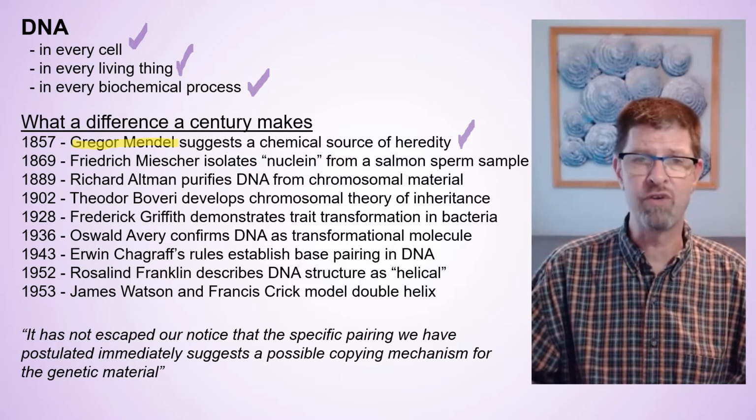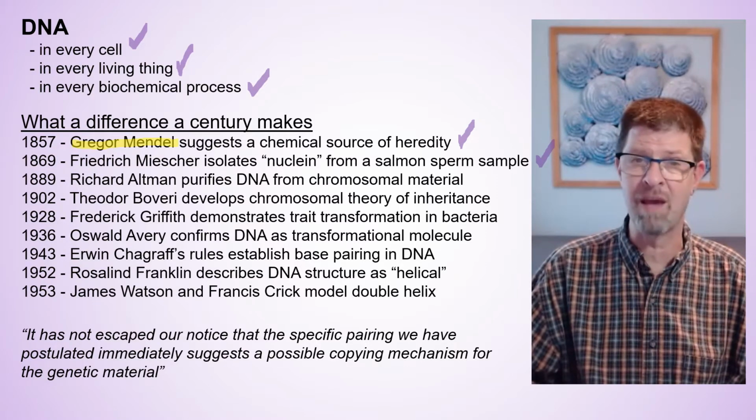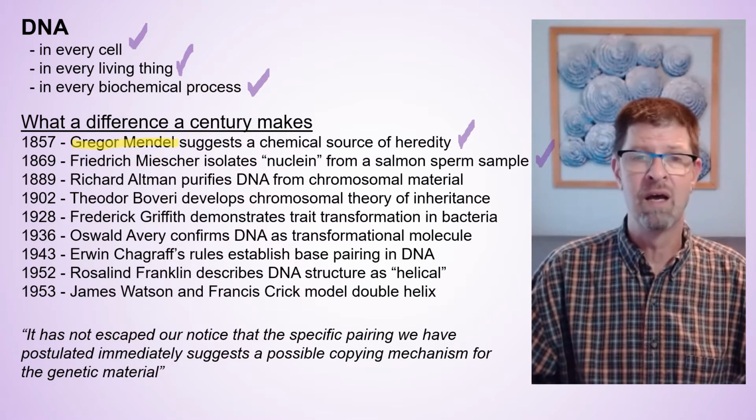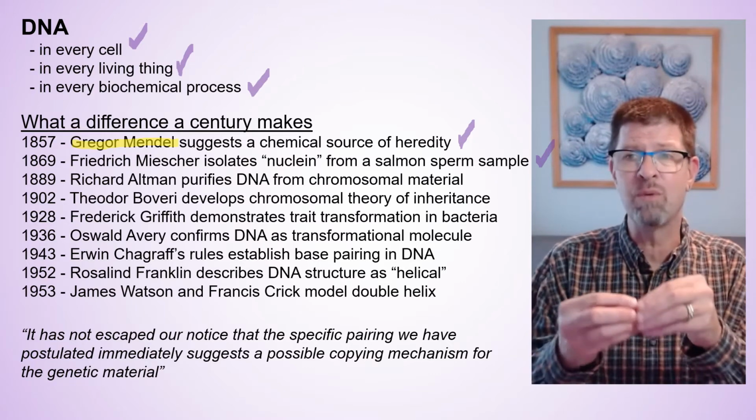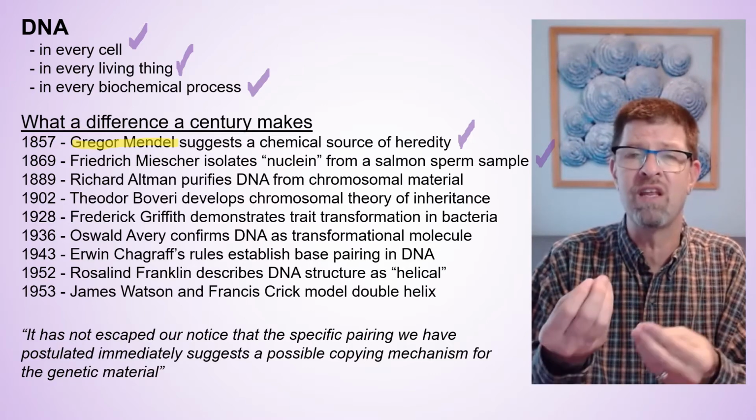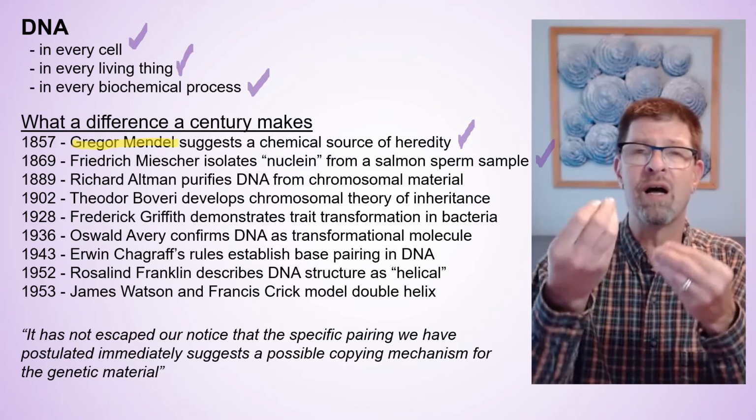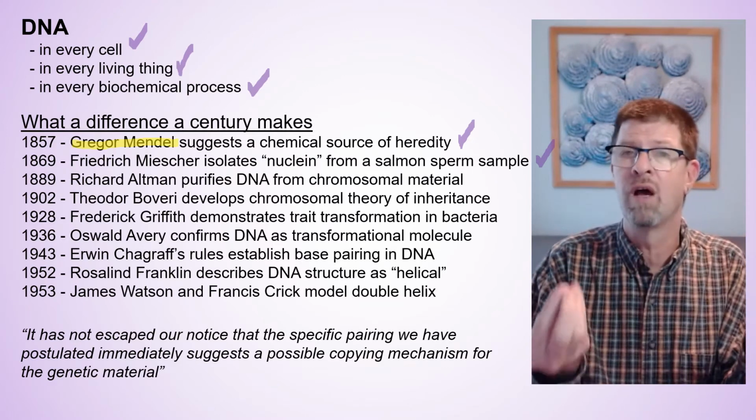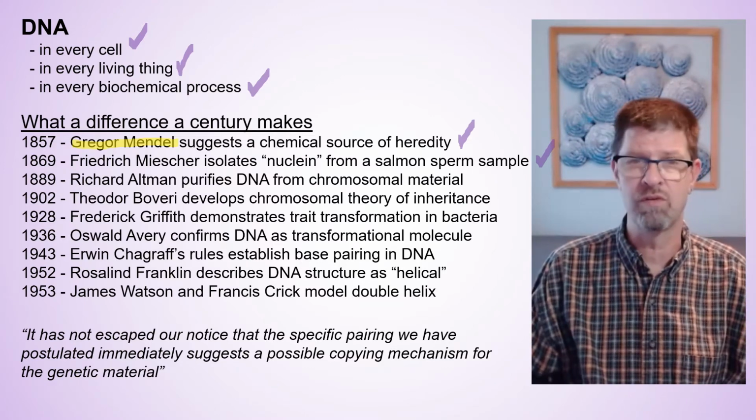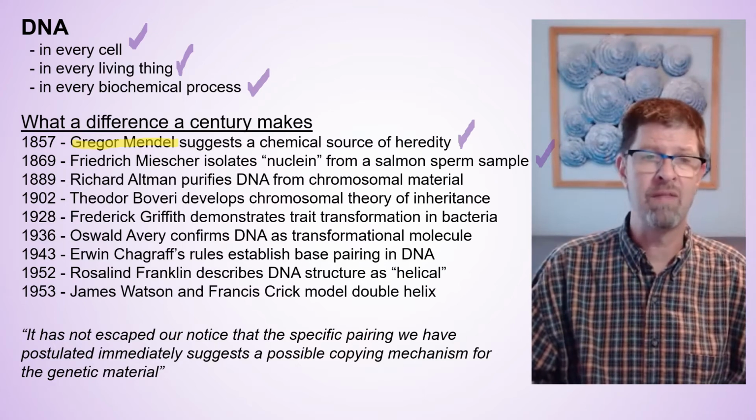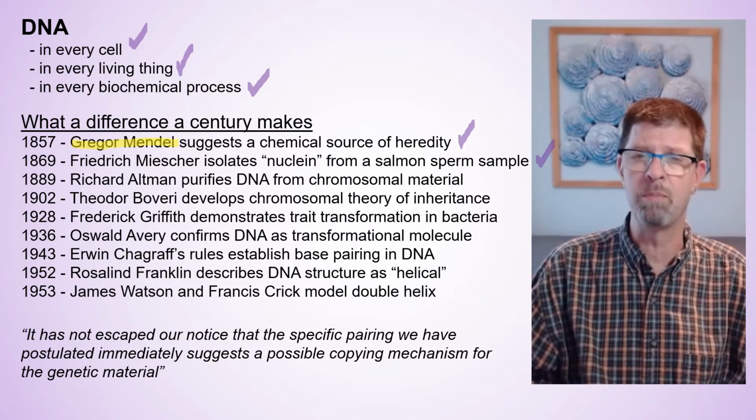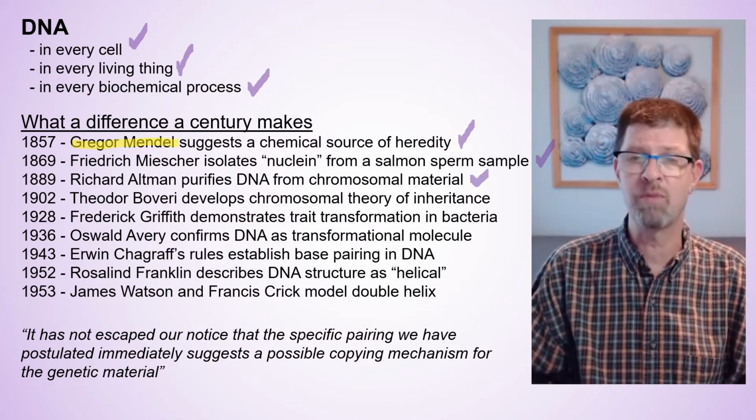Later on, Friedrich Miescher looked at some sperm samples from salmon, pretty easy to collect, and was able to isolate a substance that he called nuclein because it was from the nucleus of those sperm cells. And then a few years later, Richard Altmann purified DNA from the chromosomal material.